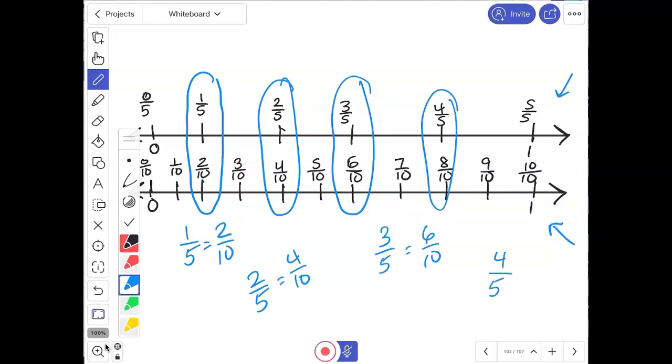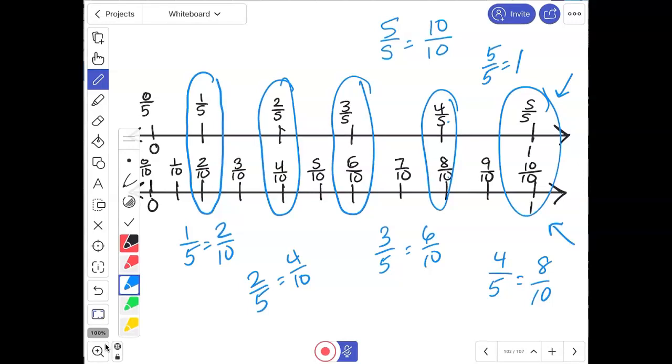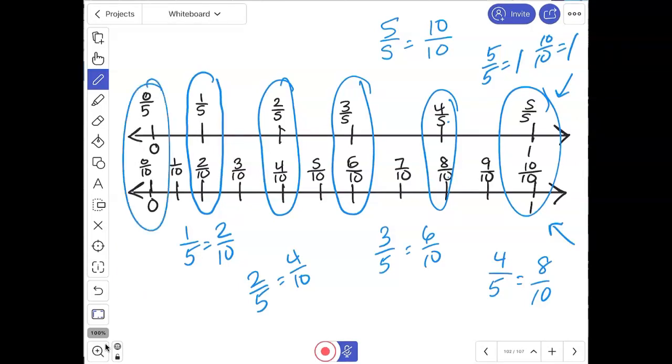4/5 and 8/10 are equivalent because they line up. Do you see how they're stacked right on top of each other? This is also true: 5/5 is equivalent to 10/10 because we learned that 5/5 is equal to 1, and we learned that 10/10 is equal to 1. So obviously they're equivalent. It's also true that 0/5 and 0/10 are equivalent because they're both 0. So those are just 0 dressed up in two different costumes.